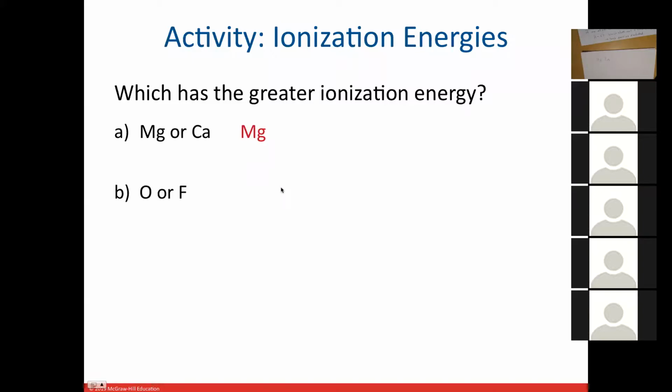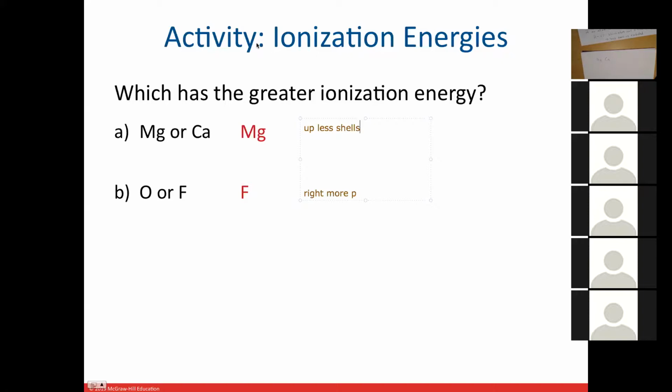Okay, let's do another one. Oxygen or fluorine? Fluorine. That's the correct answer. Fluorine is to the right. It has more protons, right? Magnesium is up. It has fewer shells, so the electrons in those shells are held more tightly. Yeah? Okay.